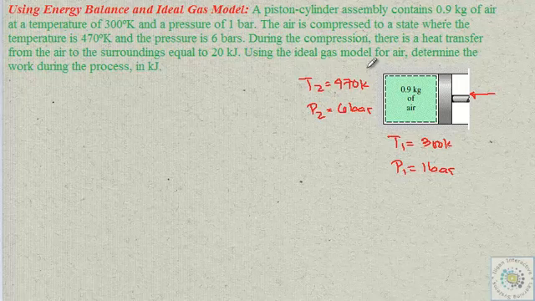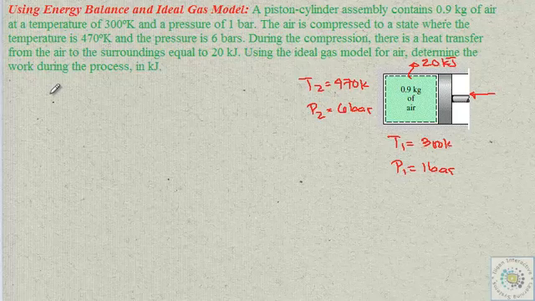And during that process, according to the problem, during the compression, heat is transferred from the air to the surroundings equal to 20 kilojoules. Meaning heat leaks out because the temperature of the air inside is quite high already, so it leaks out by heat transfer to the surroundings with a value of 20 kilojoules. Meaning heat is being removed from your system. Now the question is, calculate work.